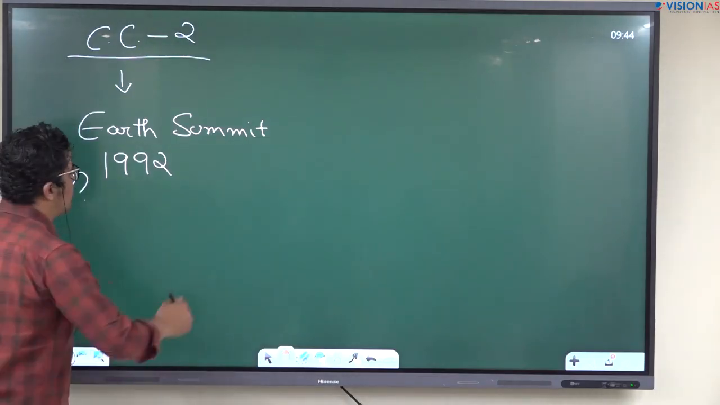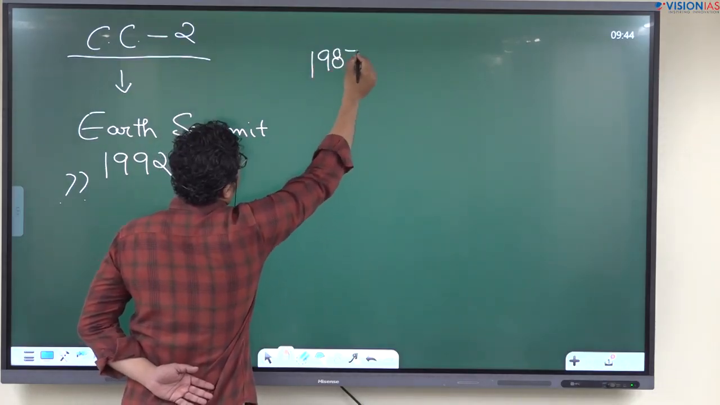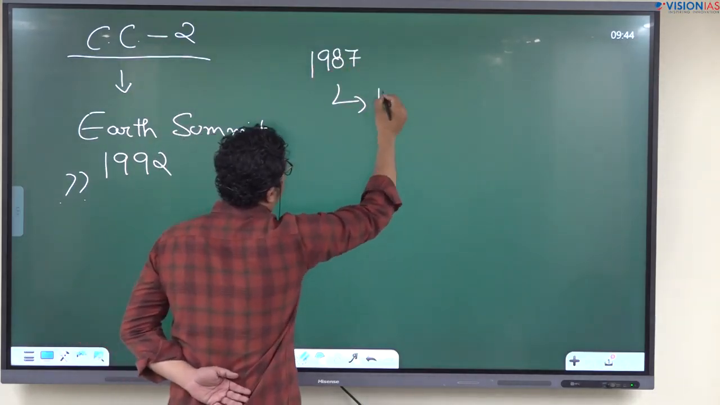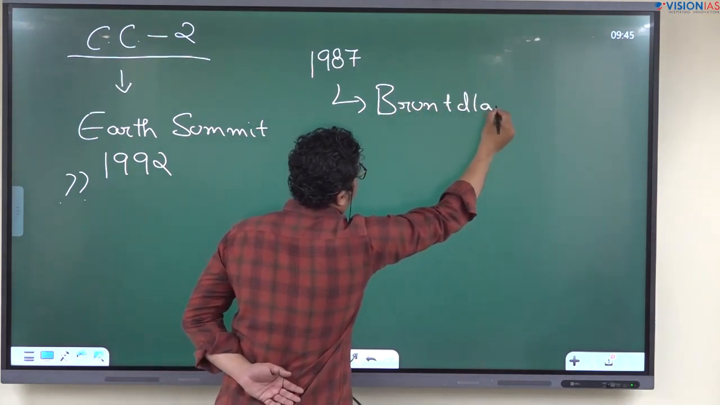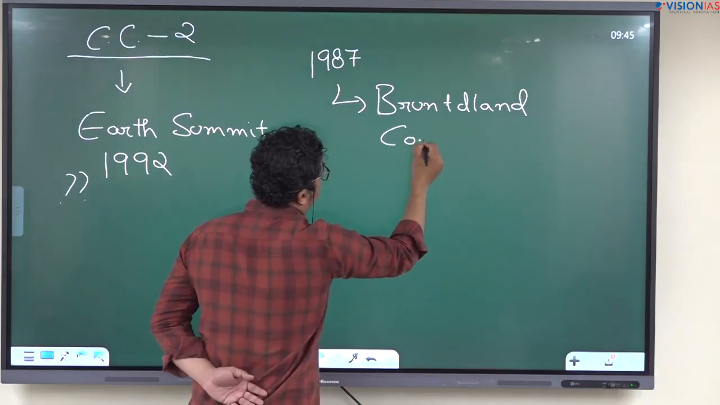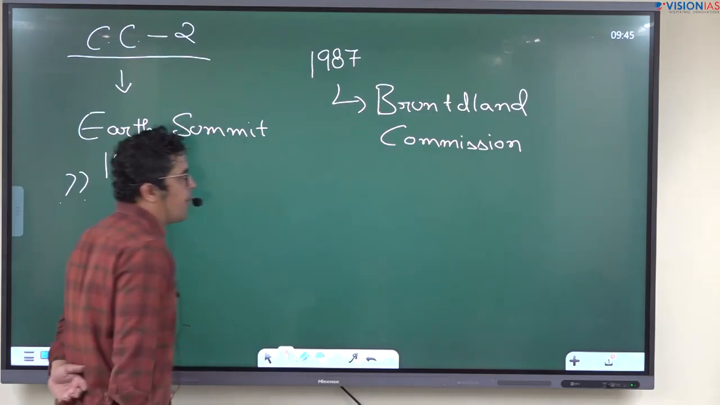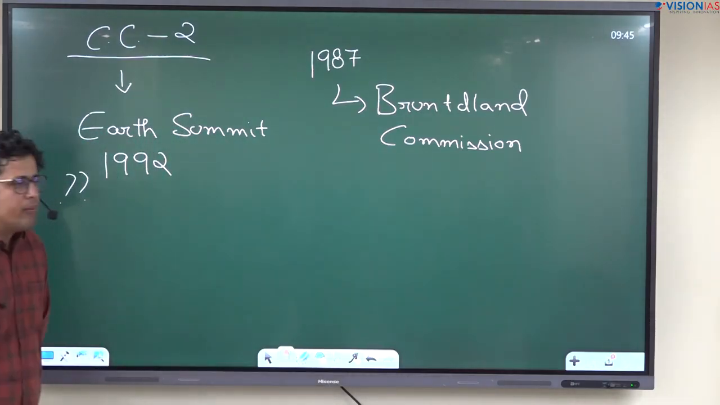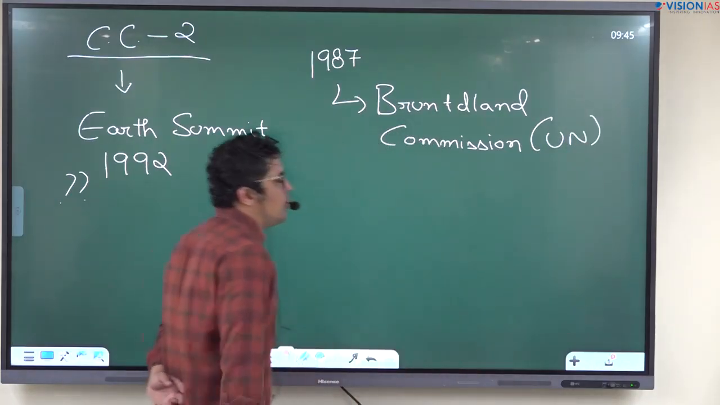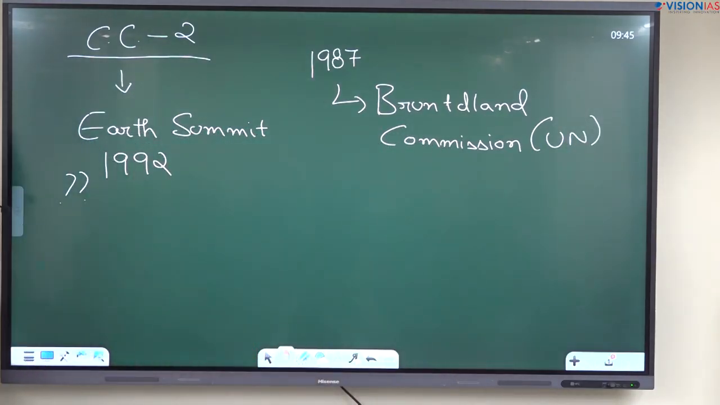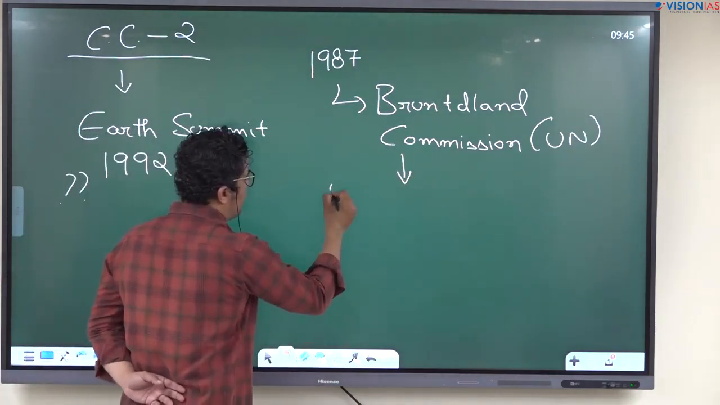Why was the Earth Summit organized? Because in 1987, a commission, the Brundtland Commission, was made by the United Nations. So in 1987, the Brundtland Commission published a report.